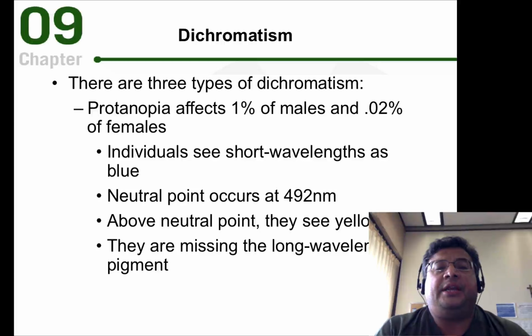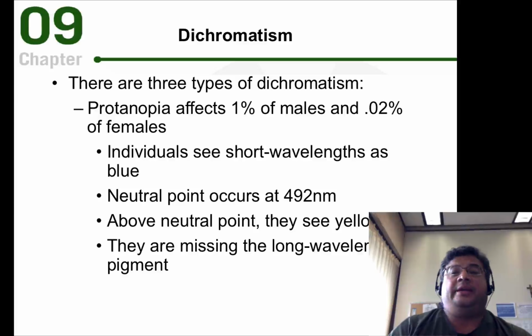But once they get to wavelengths above 492 nanometers, they start not being able to see any of the long wavelengths. They see yellow instead of reds. So really what they can't perceive is anything above 492 nanometers, the reds. They can really only see blues and greens and yellows, but nothing in the longer wavelengths. It seems like they're missing the pigment for the longer wavelengths. That pigment is not being produced, so they're not able to perceive those longer wavelengths.